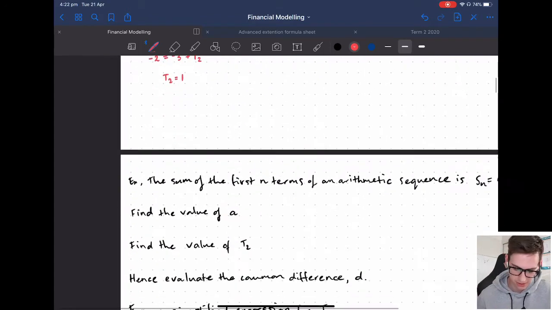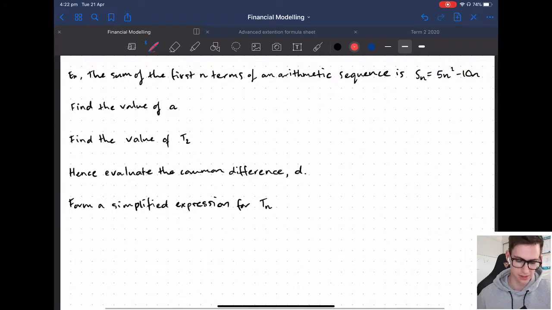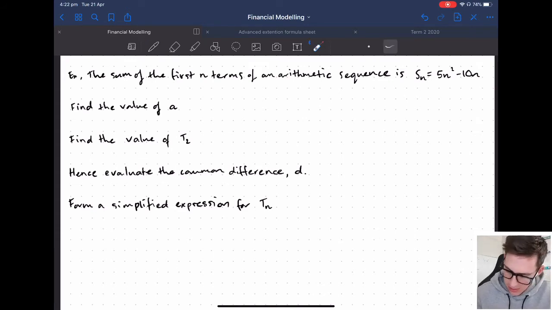Let's do another example just like this, where we take it a little bit further and break it up a little bit more. This is going to be the last example we go through today. We have the sum of the first n terms of an arithmetic sequence. The sum, it's just a wordy way of writing it, is 5n squared minus 10n.